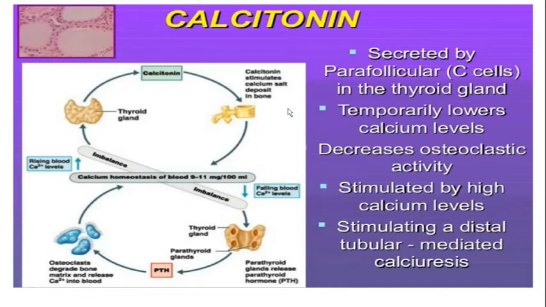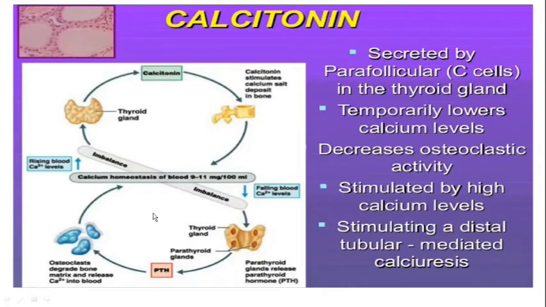Further, just a footnote about calcitonin. It is secreted by the parafollicular cells in the thyroid gland, and it works as an antagonist to the parathyroid hormone in calcium balance in the cells and in the plasma. It decreases the osteoclastic activity, and even stimulates distal tubular mediated calciuresis, and it works in tandem with the PTH in order to maintain a calcium balance.